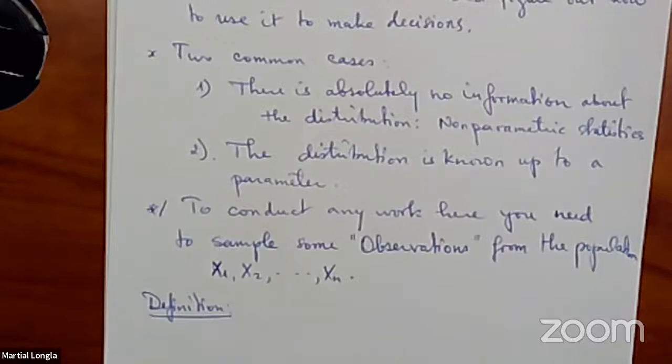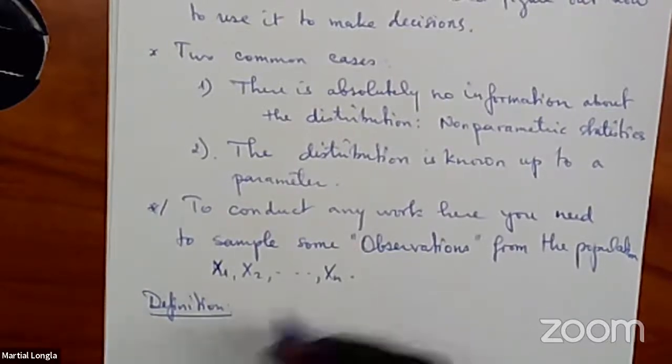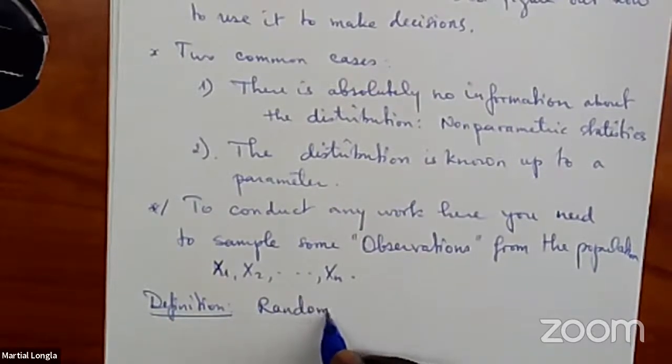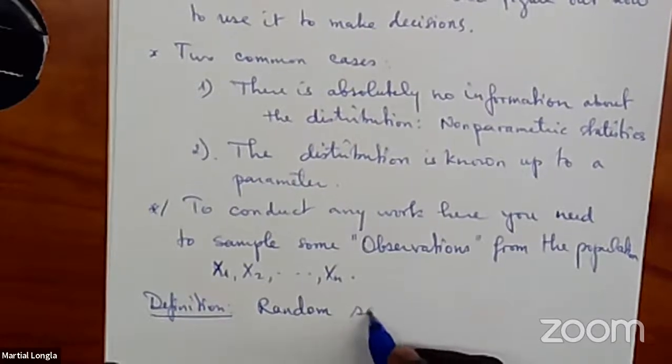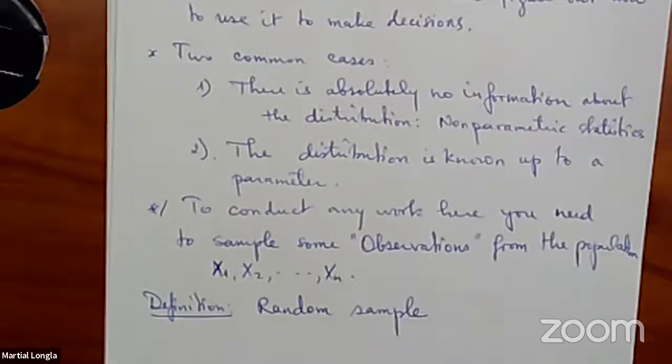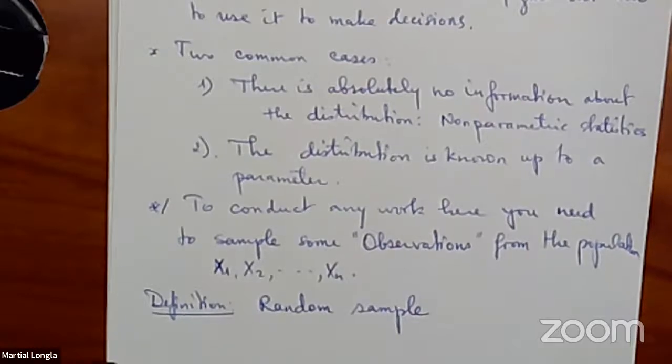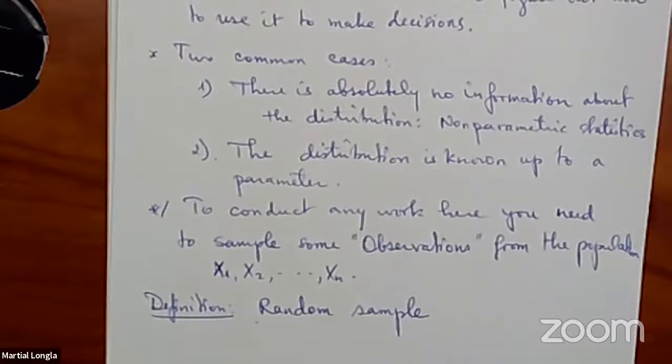What people like the most is when your observations are independent and identically distributed, and we call that a random sample. So when you read the problem and you see a random sample was selected, from now on you need to know that means that the observations are independent and identically distributed. They are independent and they have the same distribution. That's what you call the random sample.